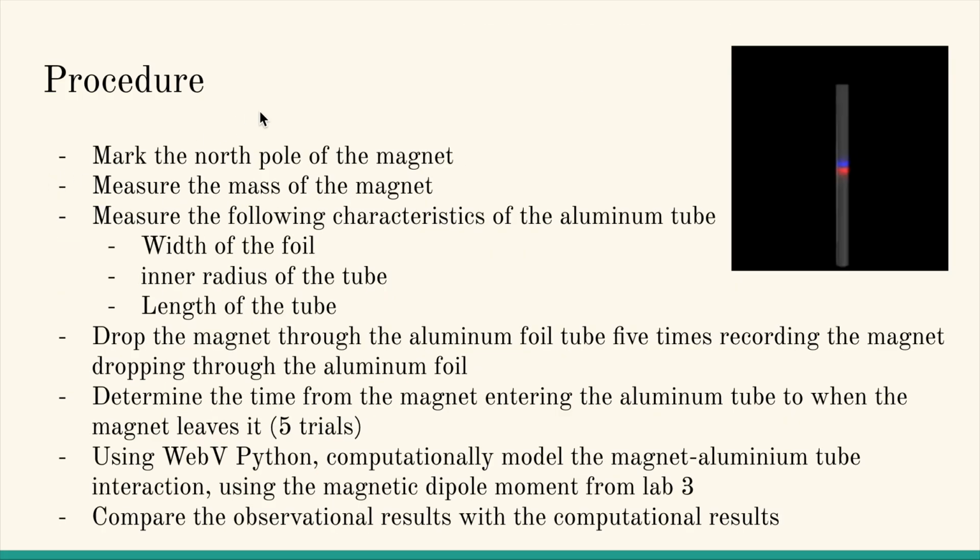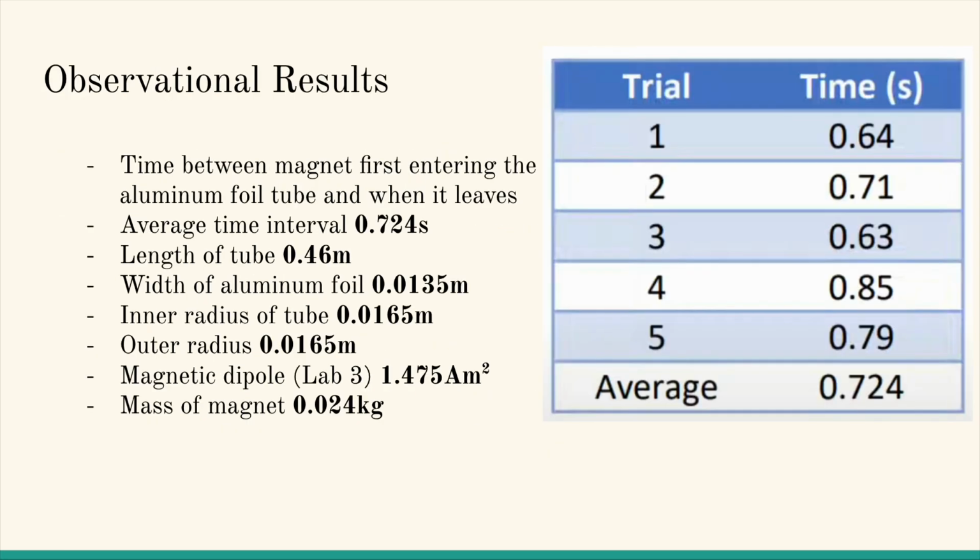So here's the procedure. Essentially, we just have the aluminum foil tube and the magnet going through it, and we drop it, and we repeat this procedure 5 times so we have good trials. We take the average of the data of the time that it takes for the magnet to fall through the aluminum tube. Here are our results. The average time that we got was 0.724.